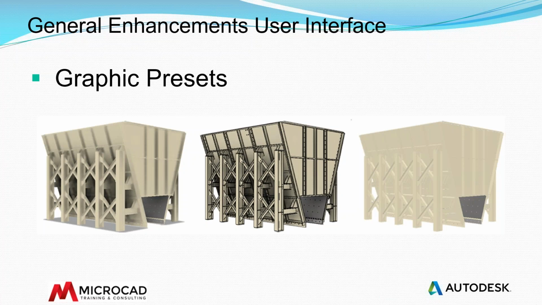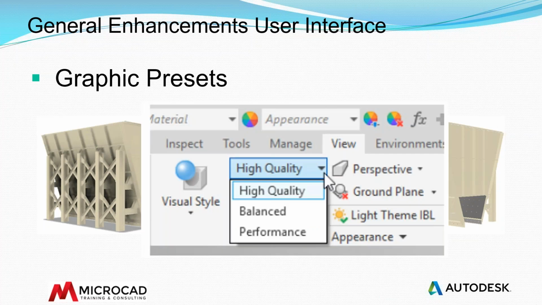The three graphic presets are high quality, balanced, and performance. High quality places an emphasis on providing pleasing visual results, utilizing a new IBL, image-based lighting style called Light Theme IBL. It gives you realistic visual styles and shadows. It's best used for high visual quality in product demos or final quality ray trace renders.